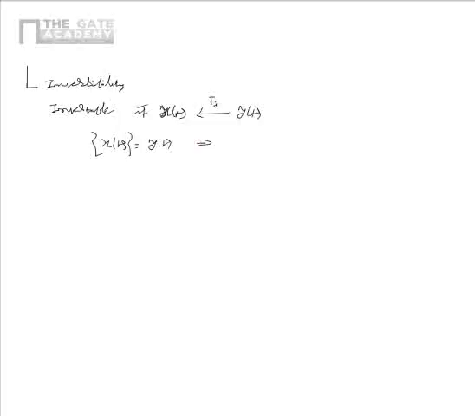Now, let us look into another way of characterizing the systems, that is invertibility. A system is invertible if the input x of t can be obtained from the output y of t using another system Ti. That is, suppose there is a continuous time system which produces an output y of t for an input x of t. Now, if we are able to find another system or transformation Ti using which we can get the input x of t from the output y of t, then we say that the system is invertible.